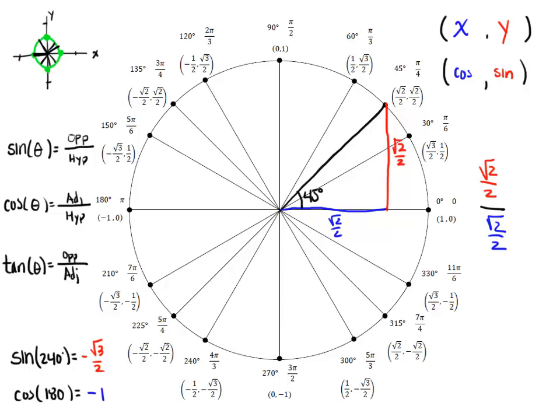I'm sorry, that was not very good notation for me. I should have said is equal to the tangent of 45 degrees. Okay. Well, what is something divided by itself? It's just equal to 1. So the tangent of 45 degrees is equal to 1.